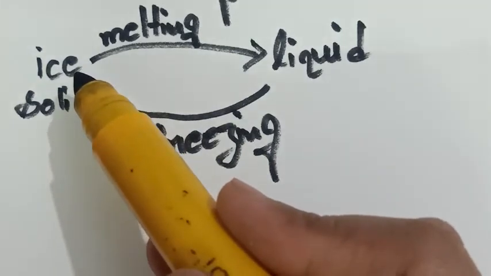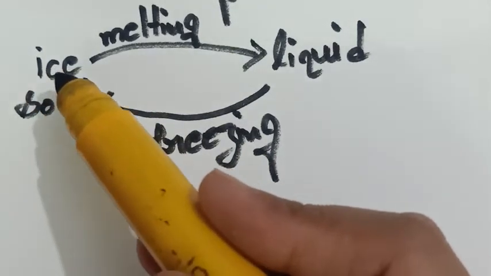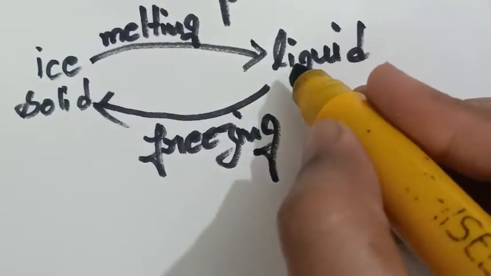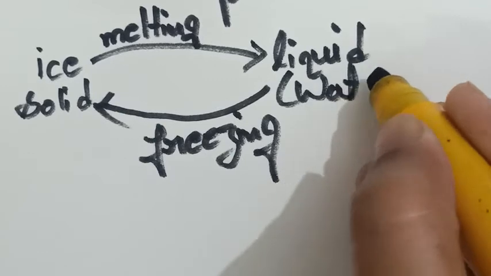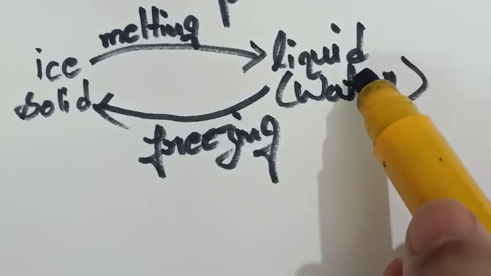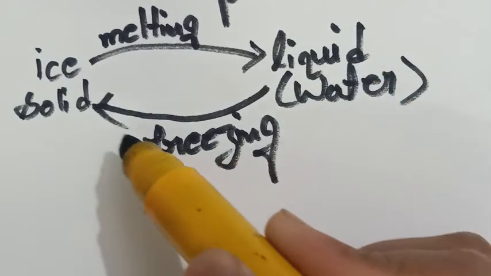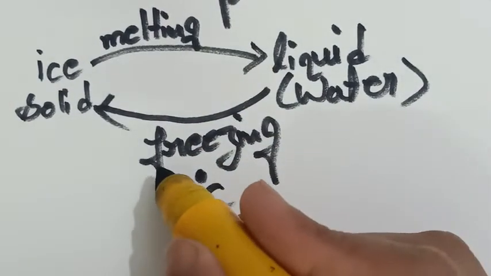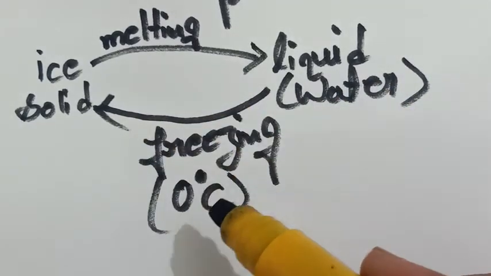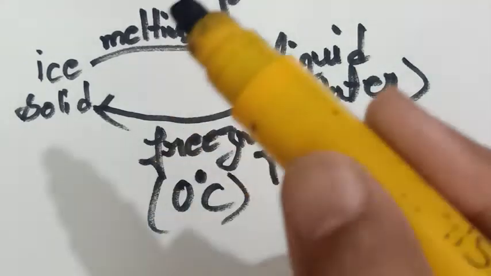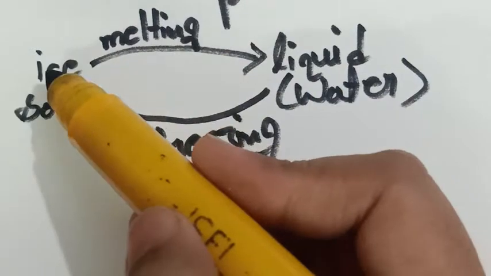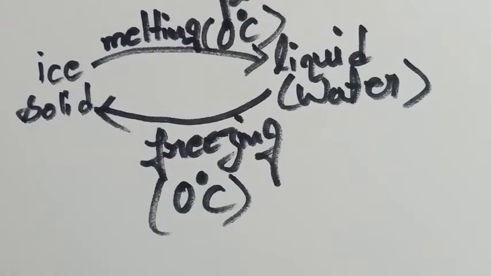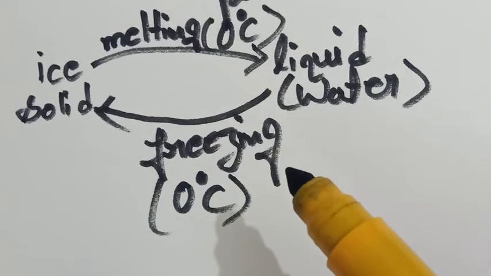If we take a particular substance, like here I am picking ice, it changes into water, and the water freezes into ice at 0 degree Celsius. So the freezing point of water is 0 degree Celsius, same as the melting point of ice, which is 0 degree Celsius. I hope everything is very clear up to here.